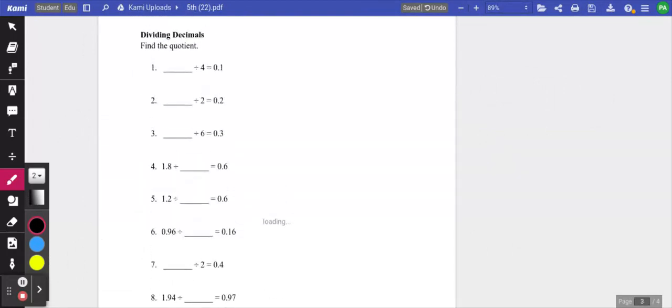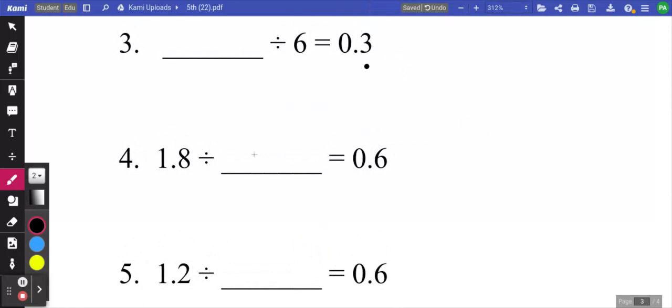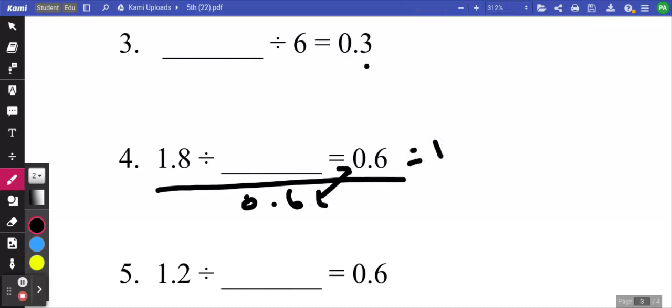Next, we will be dividing decimals. However, this will be a little more difficult since we have some missing numbers. So let's do number 4 together. As you can see, this second value is gone. So for situations like this, what would you do? You would divide. What would you divide? You would divide 0.6. And 0.6 divided by 0.6 equals 1. And we have 8.1 divided by 0.6. So now let's focus on that.